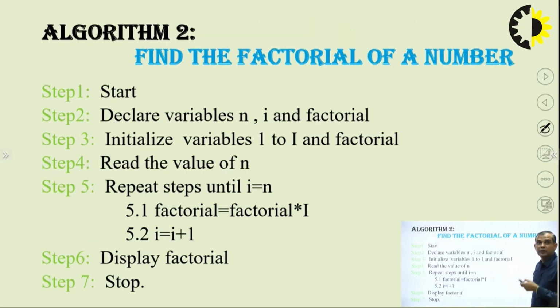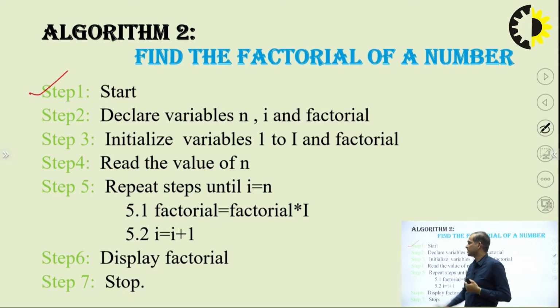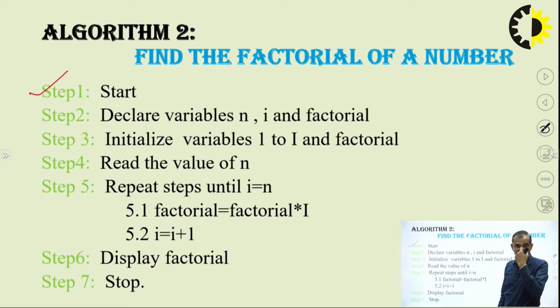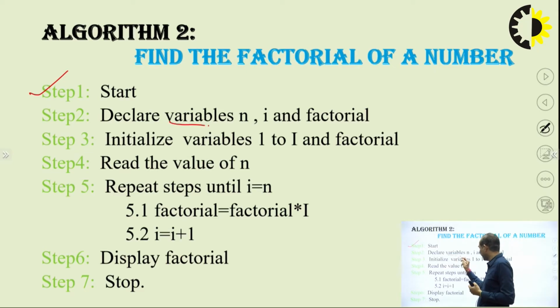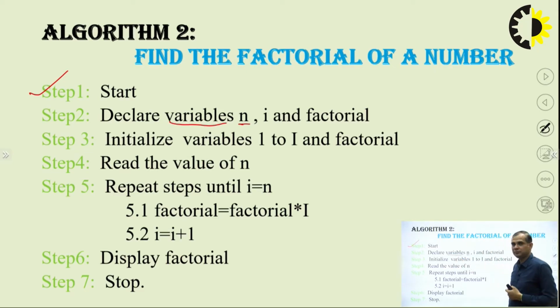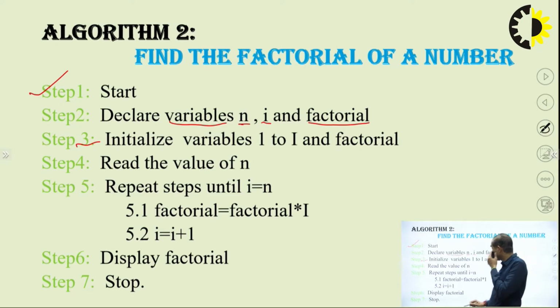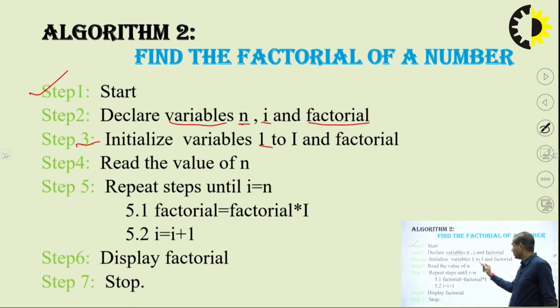Okay, now take another example: suppose we have to calculate the factorial of a number. Okay, so the first step is we have to start. Second, calculate the factorial of a number, so we have to declare a variable that is n. Okay, next we have to declare a variable i, and we have to declare a factorial variable where I want to store the value of the factorial. So what do we do next step, we have to initialize 1 to i.